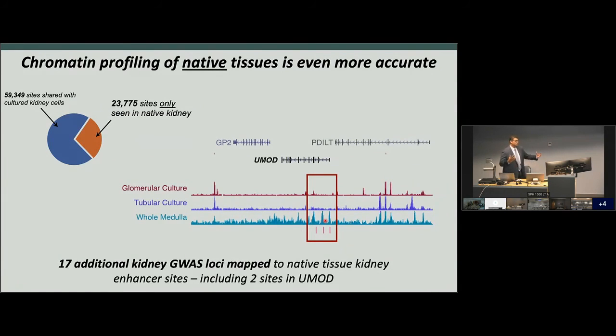So again, this is a thrust for our lab: to try to get closer and closer, to isolate native cells and not culture them as much as possible, so that we can get closer to the real state of these cells.